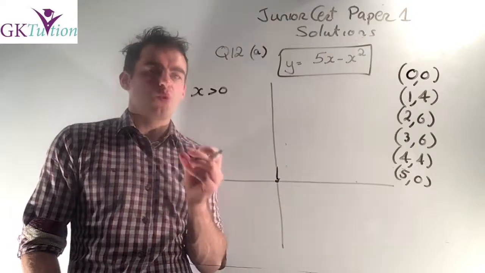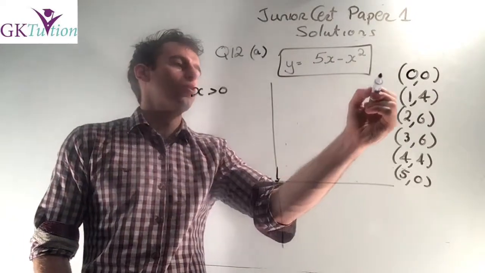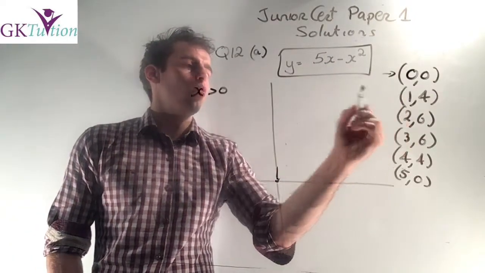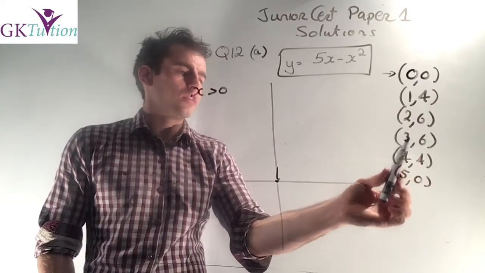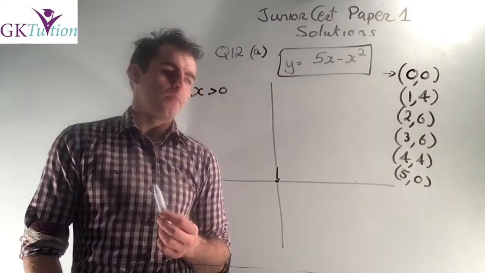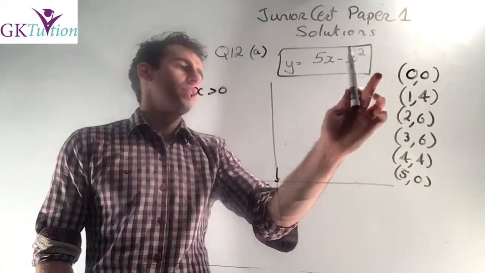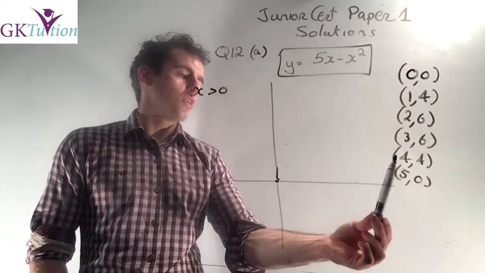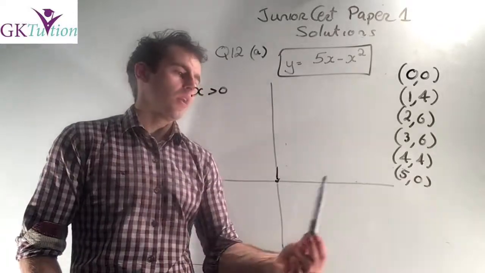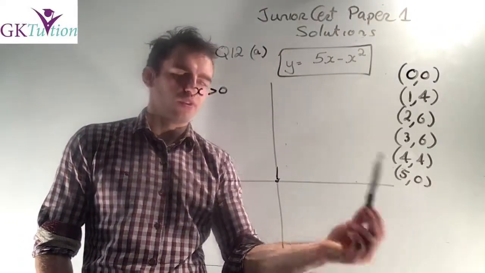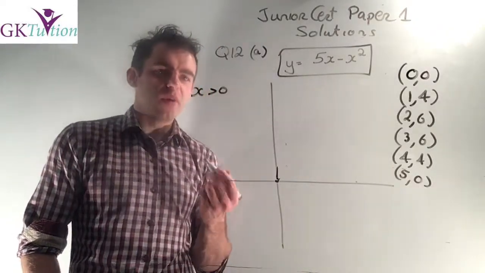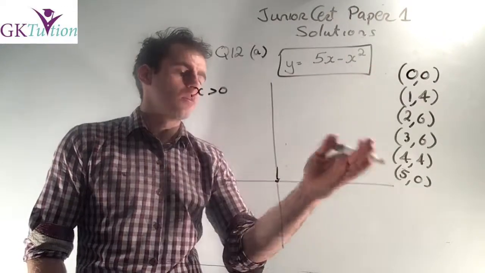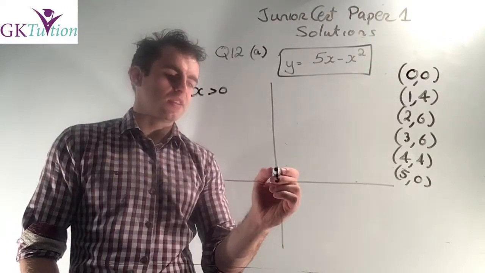When you get your coordinates on your calculator, they end up as 0, 0, 1, 4, 2, 6, 3, 6, 4, 4, and 5, 0. So what that means is that after 2 seconds, the ball is 6 meters in the air. After 4 seconds, the ball is 4 meters in the air. After 5 seconds, the ball has touched the ground again, which means now I know my suitable domain is between 0 and 5, and that's what I actually need to do.